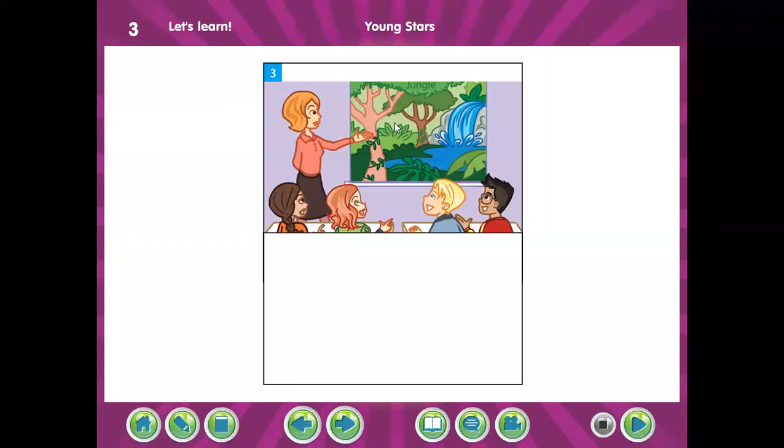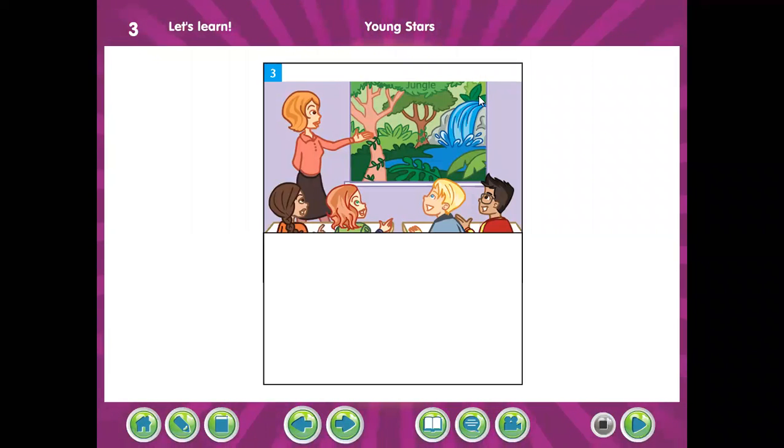Okay, let's see. Marcelo, please, can you tell me the characteristics of the jungle? Compare the desert, look at the desert and look at the jungle. What is different in the jungle? Okay. The jungle has waterfalls, lakes, and much more. Very good, Marcelo, thank you.